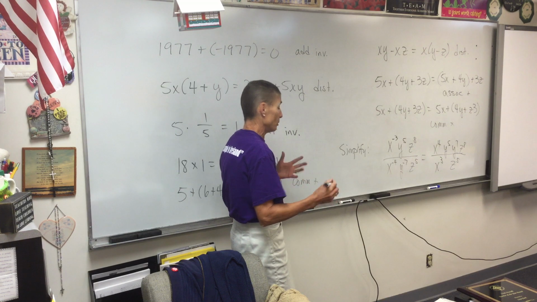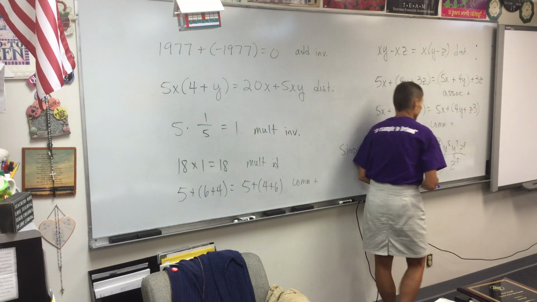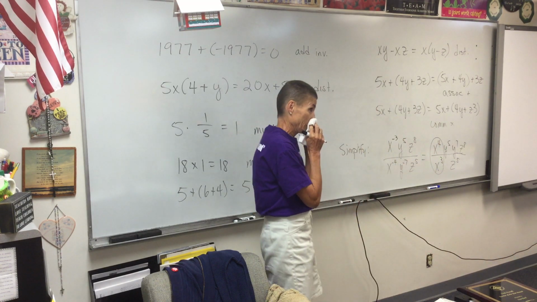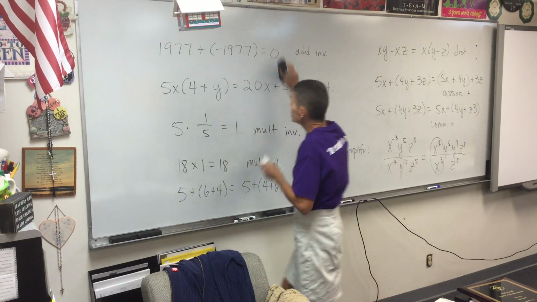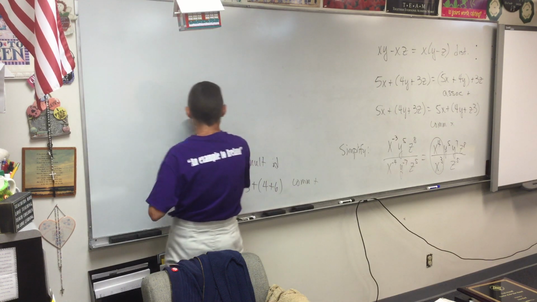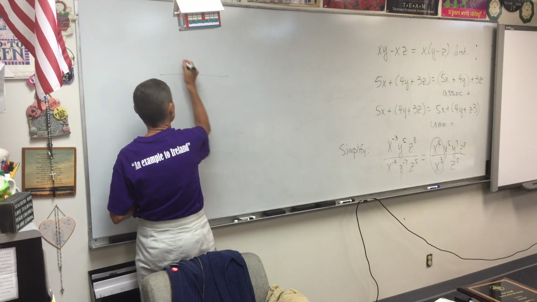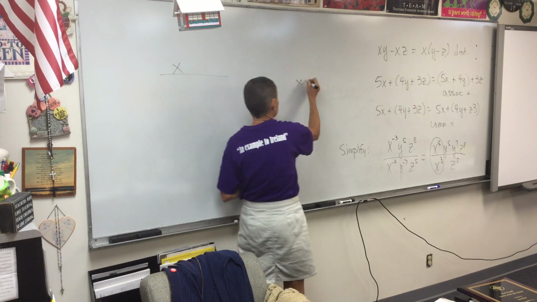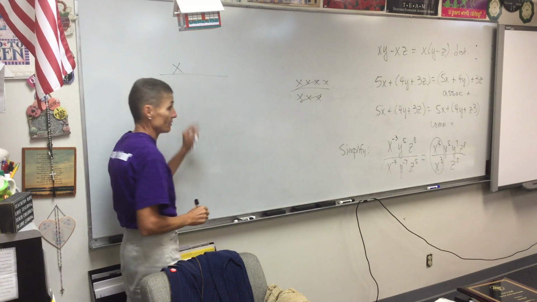Okay, so now we gotta put stuff together. I got two x's. How is that going to simplify? One x on the top. I love it. You have four x's on the top and three x's on the bottom. The top has one more x than the bottom does. They're going to cancel: x, x, x, x over x, x, x, leaving you with one x on the top.